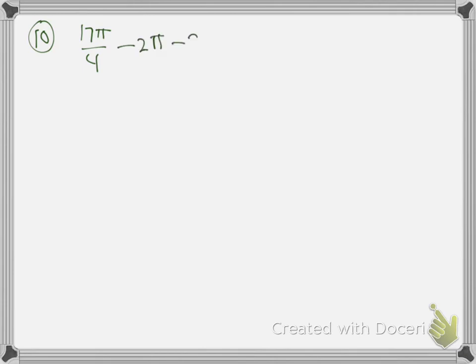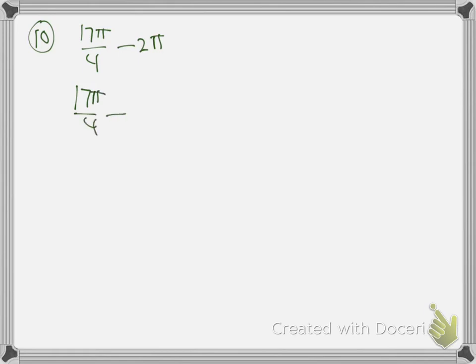Subtract 2 pi however many times you can, because it would be like me saying 1,000 degrees. Well, what's 1,000 degrees? I don't know. You take out the 360s and find where it ends up on the circle. So let's do that.